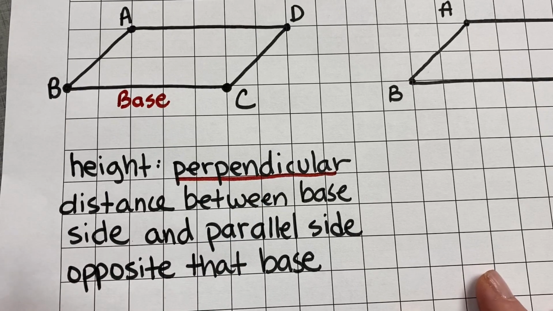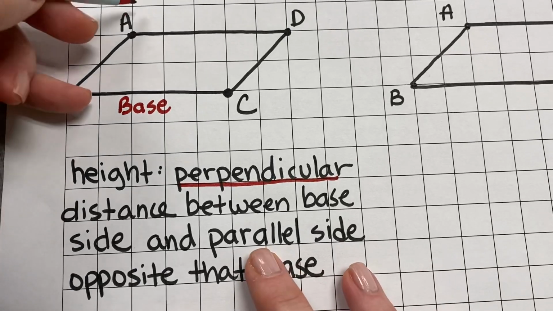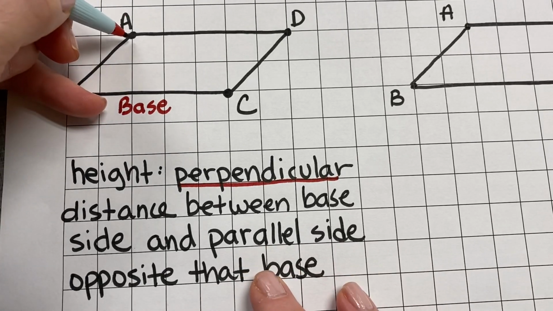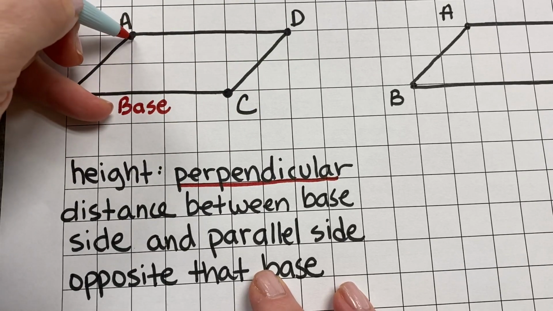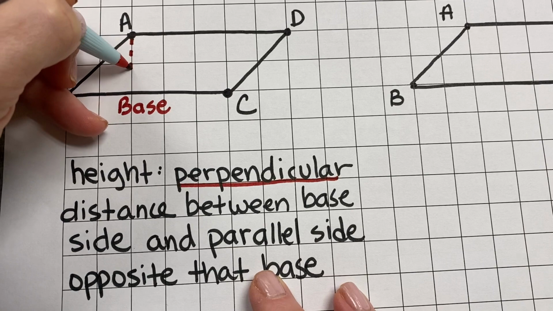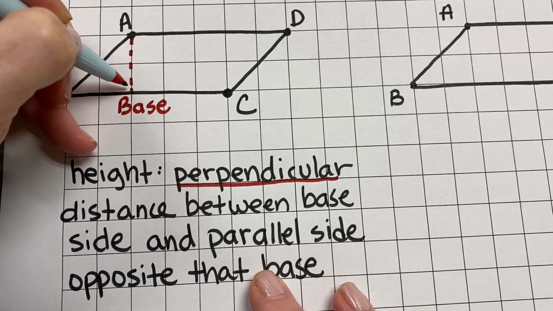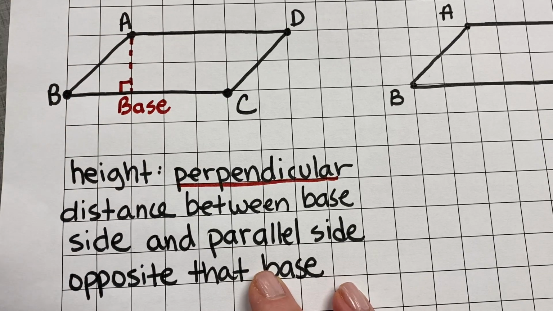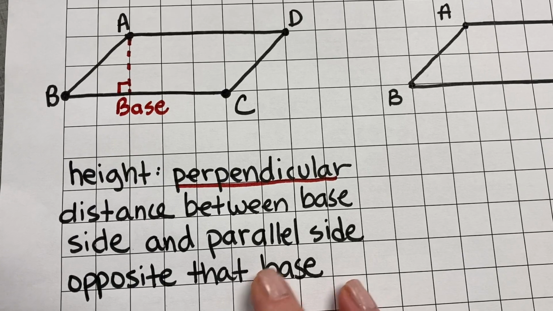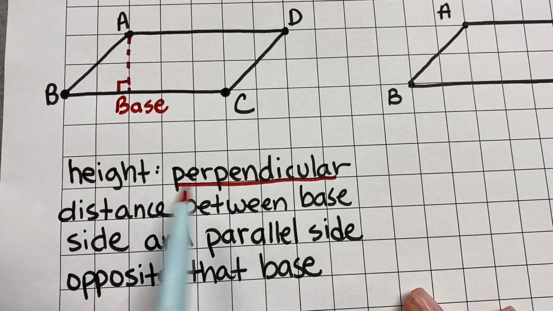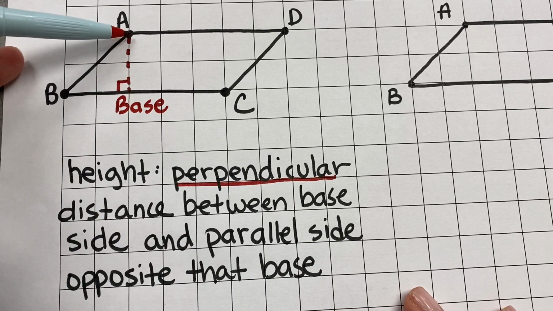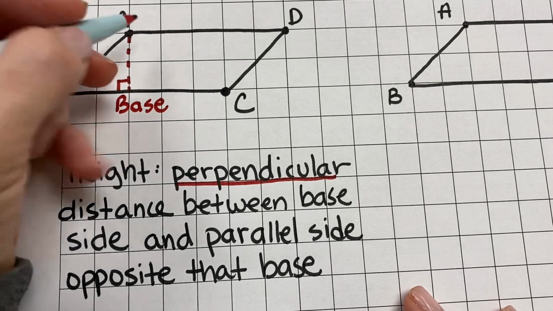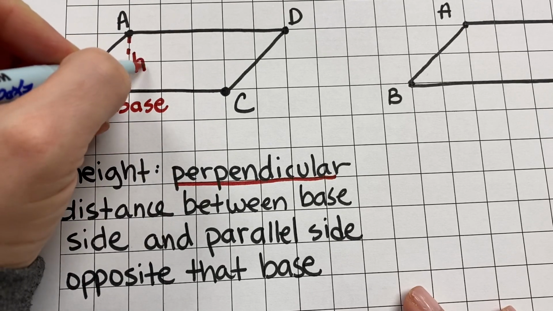So I'm going to draw you the height of this parallelogram. So I'm going to basically go from one base to the next, and I'm going to draw this dashed segment. And do you see how it meets the base at a 90-degree angle? So that segment is the perpendicular distance between the base side and the parallel side opposite that base. Okay, so this is going to be our height.